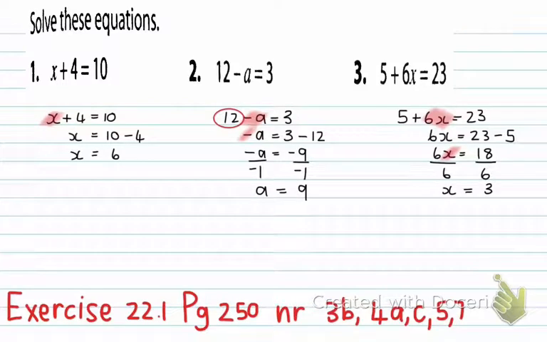All right. You can copy these examples in your book. And then please start with exercise 22.1. It is on page 250. You must do questions 3b, 4a, c, number 5, and 7.